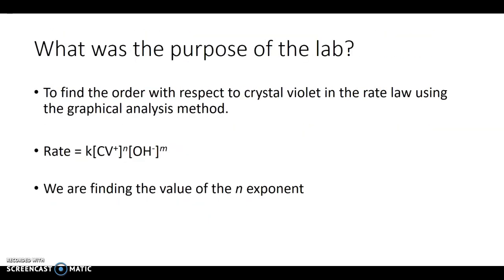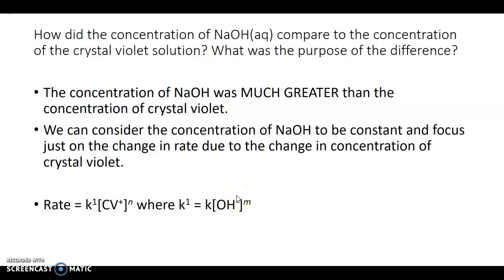Okay, so first question, what was the purpose of the lab? Well, we wanted to find the order with respect to crystal violet in the rate law using the graphical analysis method. So if we have this generalized version of the rate law, we wanted to find the value of the n exponent in that rate law from this experiment.